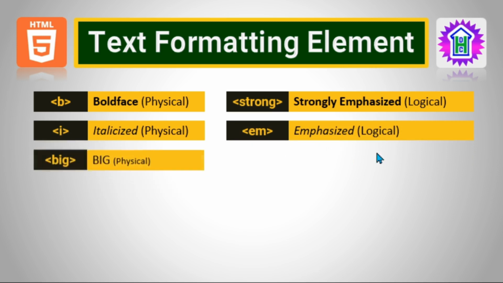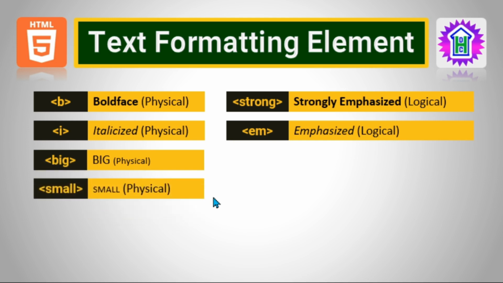Then we have big. When we write something within big opening and closing, it will be a little bit bigger than the normal text, as I have shown it here. Another tag is called small. So when I write something within the small tag, it will be a little bit smaller than the normal text or the default text size.